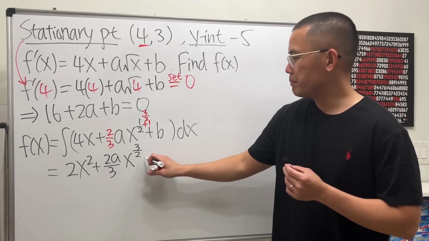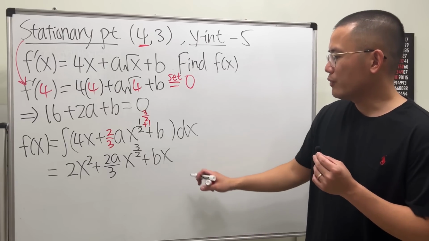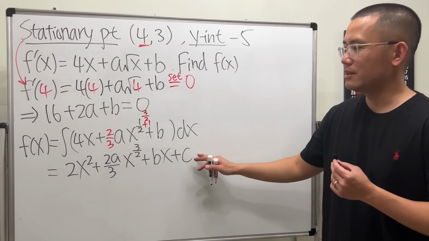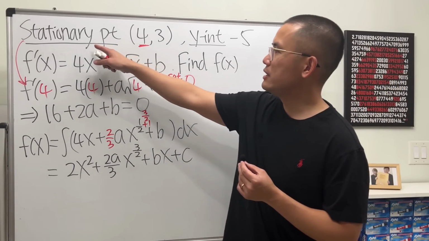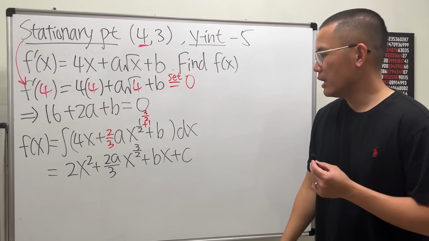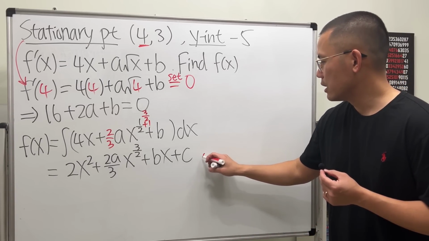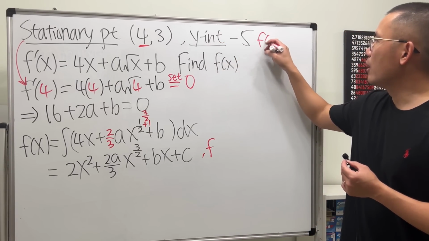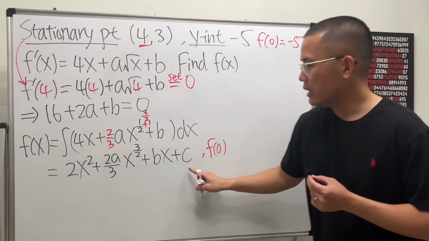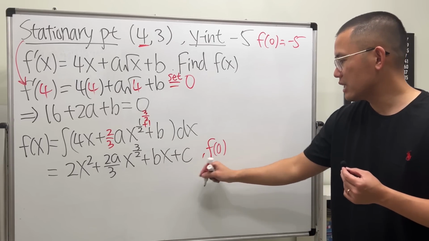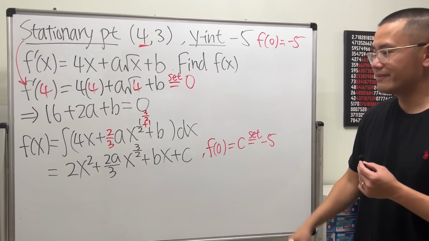And then continue, the integral of b is just bx, because b is just a number. And then don't forget we have plus c, because that's a constant of integration. So that being said, we know that we have a stationary point at (4, 3). And in the meantime, we also know the y-intercept. Let's deal with the y-intercept first, because y-intercept means f of 0 is equal to that number. So f of 0, if you plug in 0 into all the x's, that will just give us c, and we're going to set it equal to -5 because it says so.